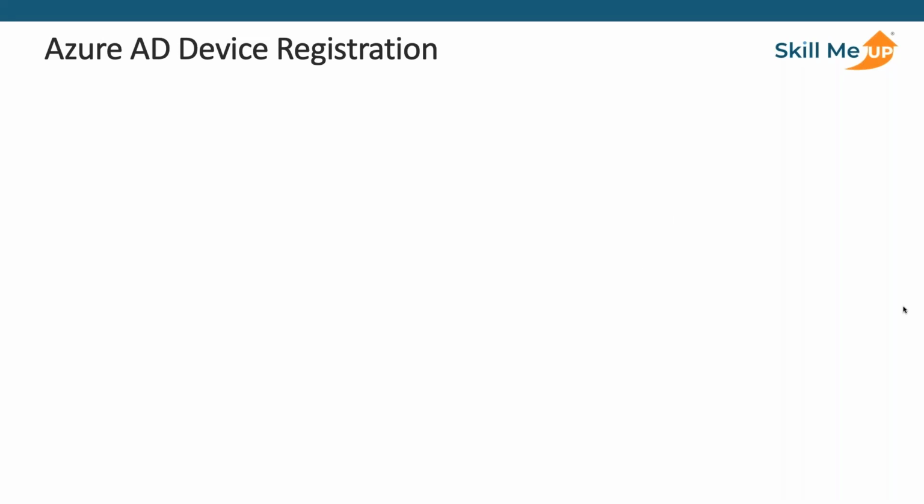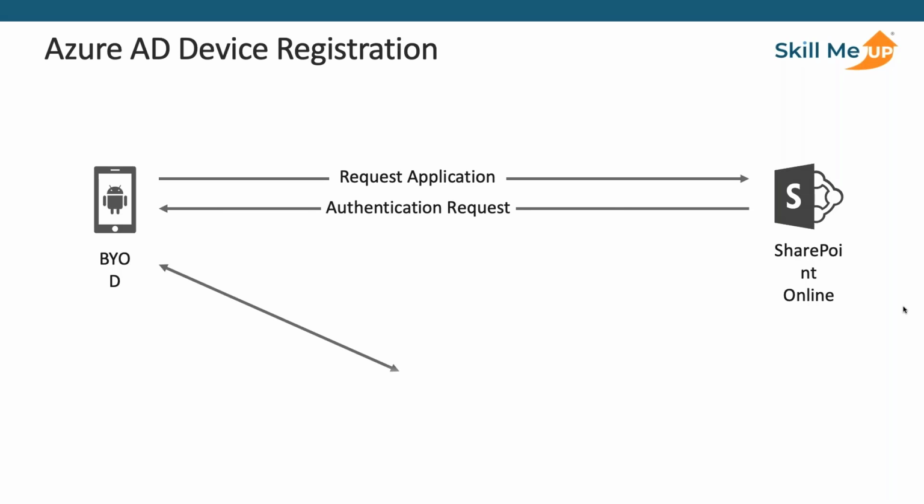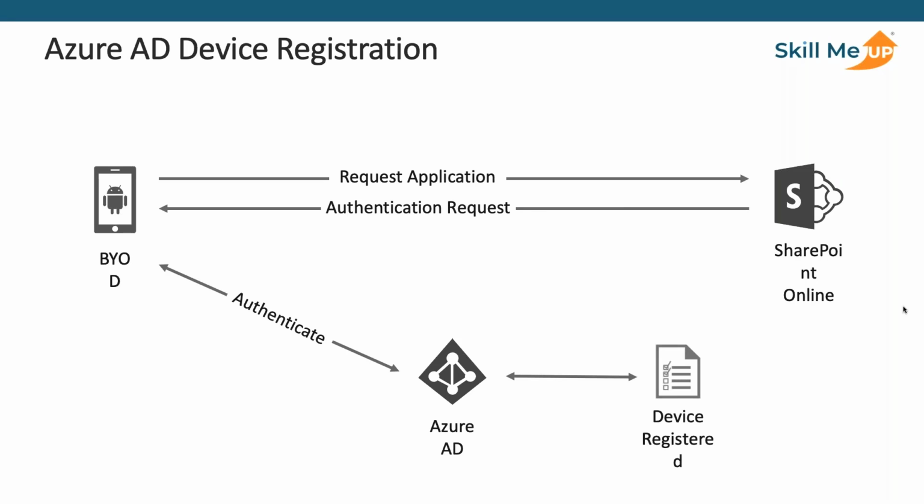If we look at Azure AD device registration, we have my BYOD device, and then we have my SharePoint device, and I will request access to the application from my BYOD device. I'm then getting an authentication request, which is as expected. During the authentication request, I'm authenticated to Azure Active Directory, and then the device gets registered to that Azure Active Directory. So it's a simple process. The end user doesn't really have to be involved. It just happens as part of that authentication flow. And then they get access to the application based on, again, any of the policies that you define.